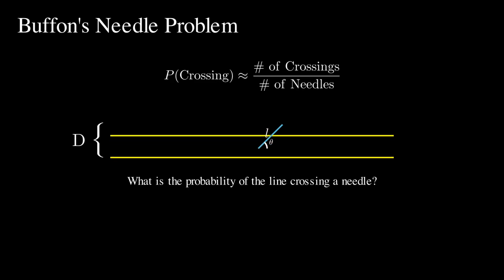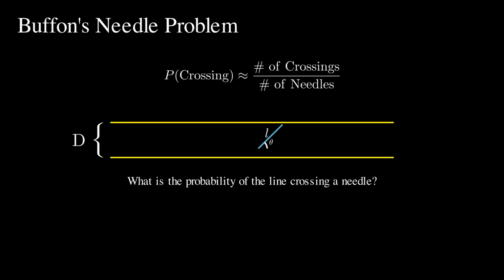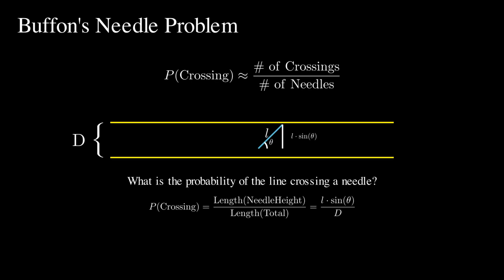Looking at some specific angle of theta, this frame removes the variable of how far up or down the needle fell. And using the concepts of geometric probability from the warm-up, the probability of a line crossing a needle is simply the height of the needle, L sine theta, divided by the total length of the region, d. But we aren't done yet.